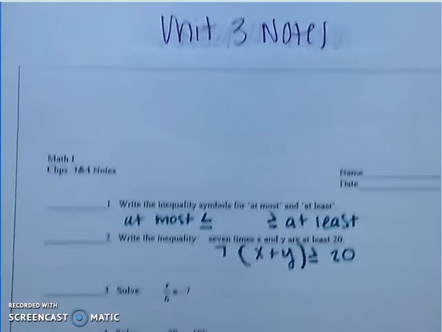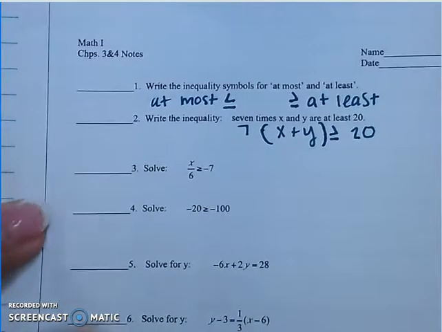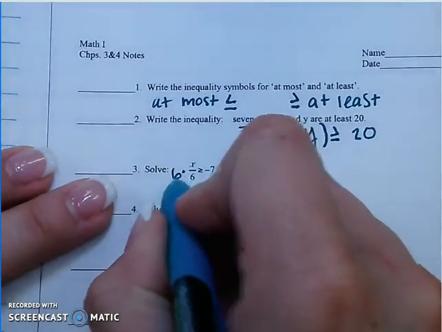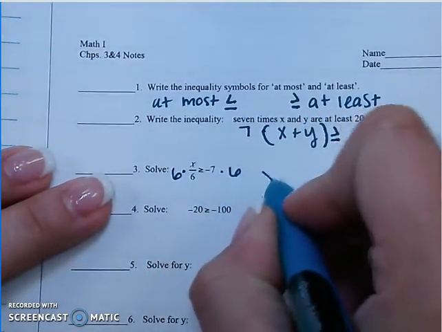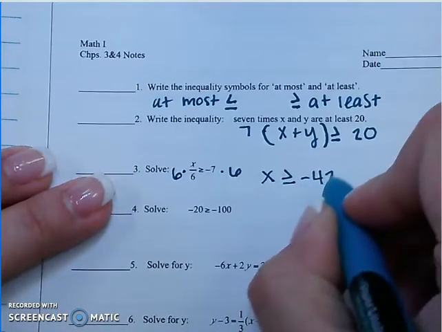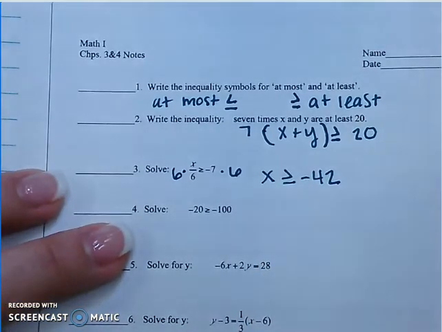Number 3 is an inequality. We're going to solve it like an equation. To get rid of a divided by 6, I'm going to multiply both sides by 6. So x is greater than or equal to negative 42.